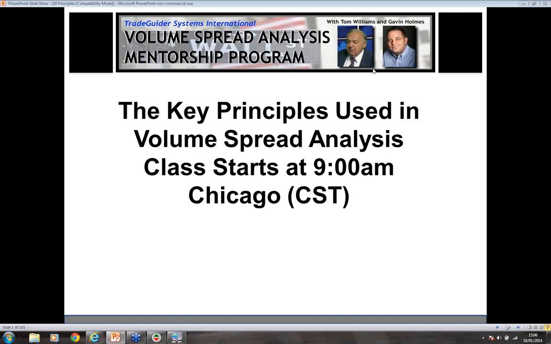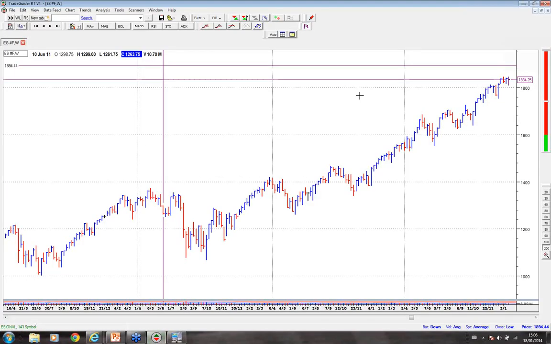Now what I want to start with is exactly how I started the last session, with the naked chart. And there it is. So this is what we call the naked chart, and I'm going to start by building this chart up from scratch and showing you some of the tools that we use to identify trends, support and resistance, ultra high volume bars, ultra low volume bars, and key principles in the VSA methodology.